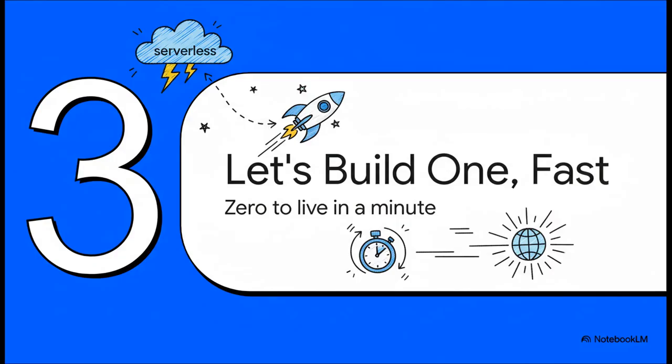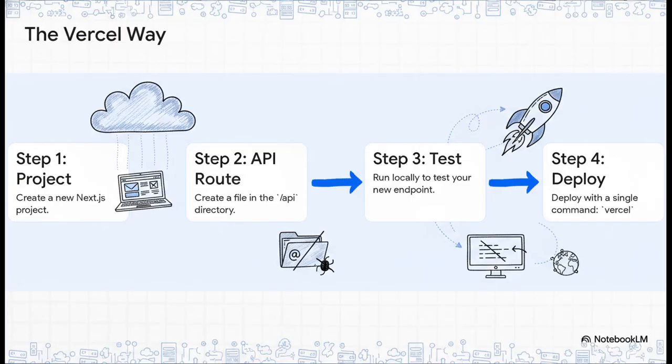All right, enough theory. I think the best way to really get this is to see just how ridiculously fast it is to go from zero to a live public API that anyone in the world can access. So yeah, let's build one. If you use a platform like Vercel with a framework like Next.js, this whole process is almost laughably simple. Step 1, you start a new project. Step 2, you create a single file inside a special folder called API. Step 3, you test it on your own computer. And step 4, you type one command into your terminal and hit enter. That's it. You're live. It's just that fast.